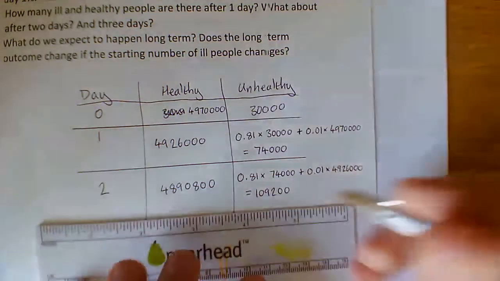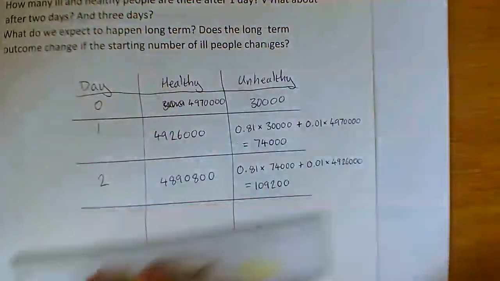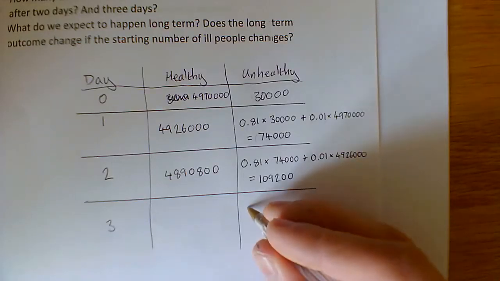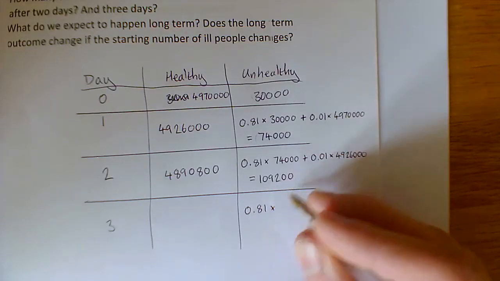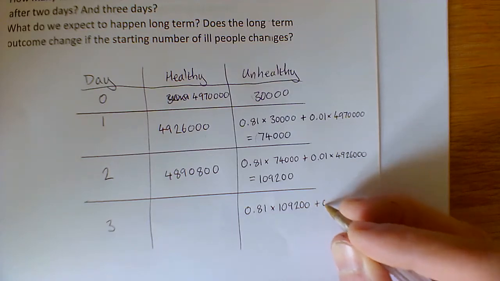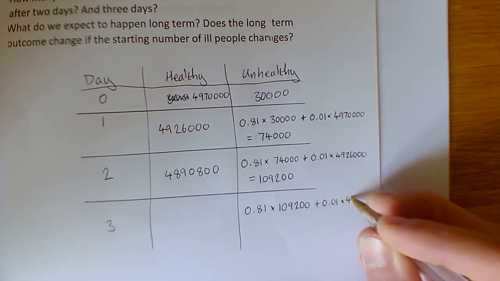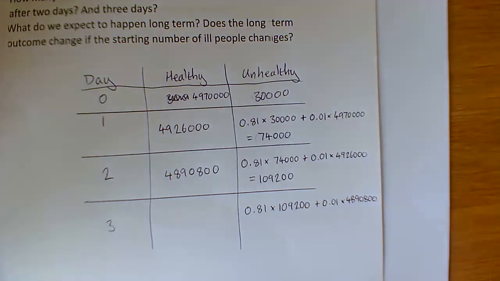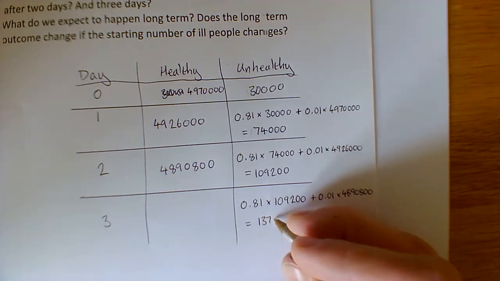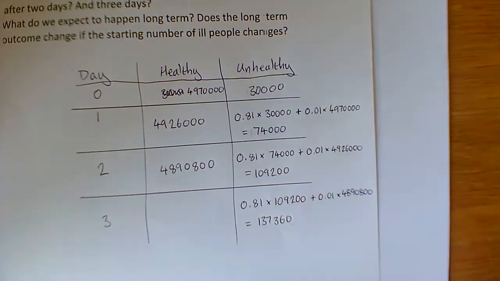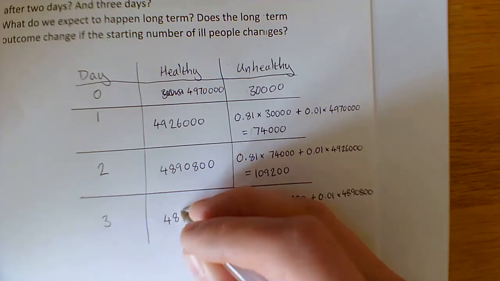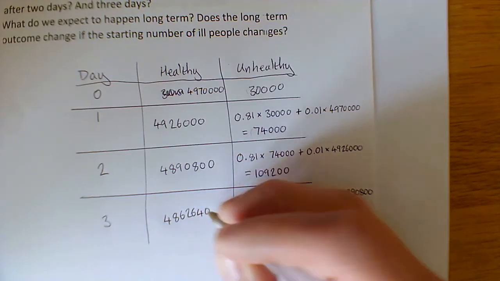Now, let's do one more. I don't want to spend the whole video doing this because I do want to get to the point, but one more will help to give us a feel for this. If we take 0.81 times our 109,200 plus 0.01 times 4,890,800, then we can work out our ill people, which is now 137,360. And taking that away, our healthy people is now 4,862,640.